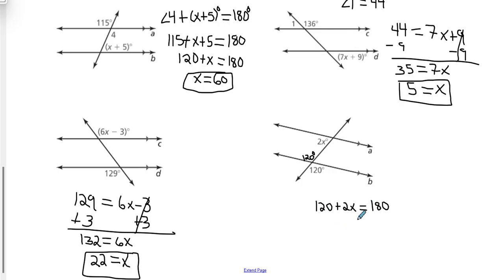Subtract 120 from both sides. That's going to leave me with 2x on the left equals 180 minus 120 is equal to 60. And finally, this is 2 times x. I got to get x by itself. I'm going to divide. So x is now by itself. And 60 divided by 2 is 30.